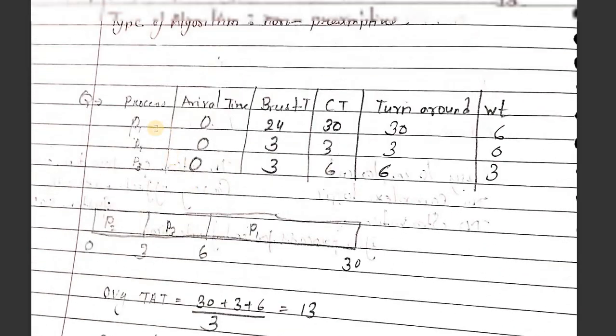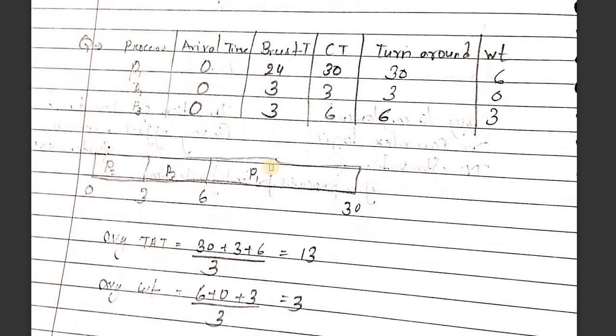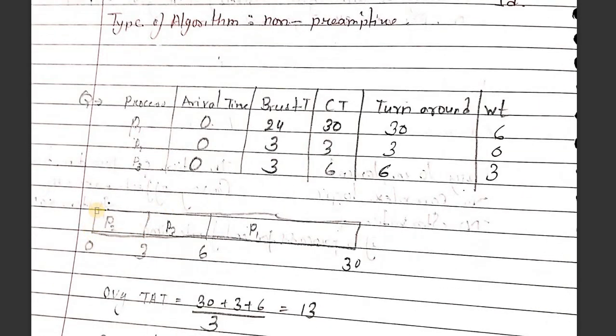Here is an example in which there are three processes P1, P2, P3, with their arrival time and burst time. The arrival time is the same and the burst time is different. Okay, so let's solve the problem with the help of a Gantt chart. Here the Gantt chart starts from 0 unit time.